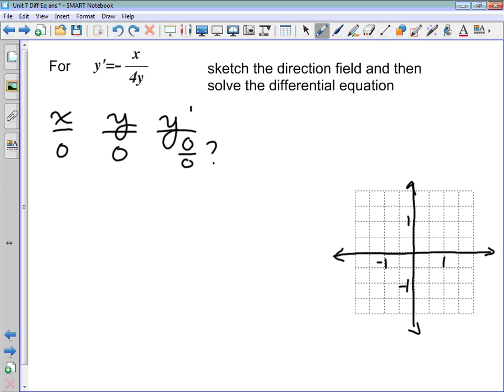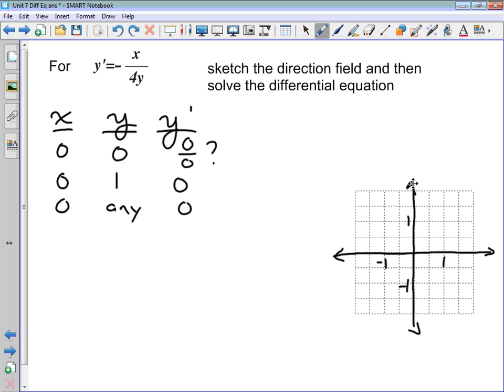Let's keep x equals 0 and y equals 1. If we sub in x equals 0, y equals 1, we get negative 0 divided by 4. So 0 divided by anything is still 0. In fact, we can generalize this: anytime x is 0 and y is any number at all, we are going to get a slope of 0. So slope of 0 means a horizontal line.